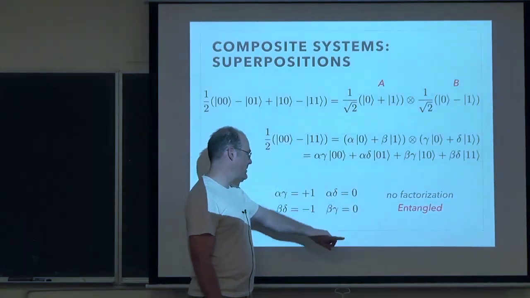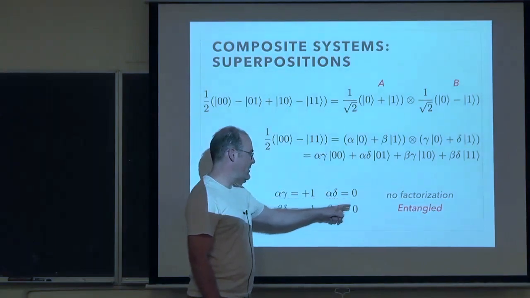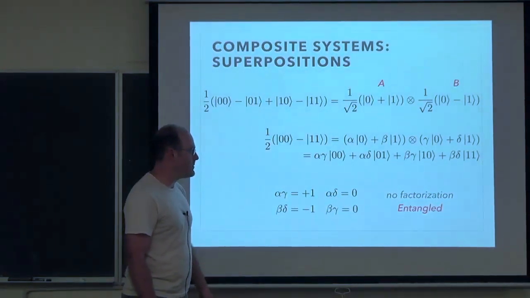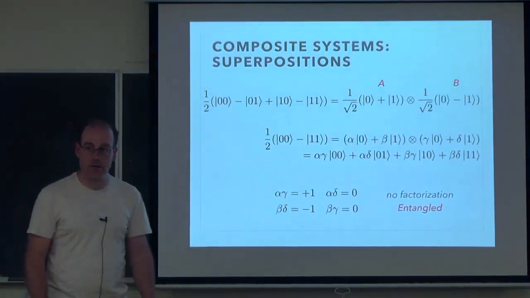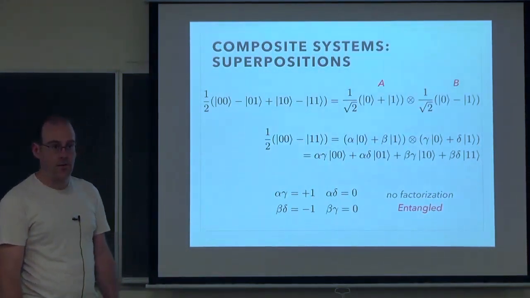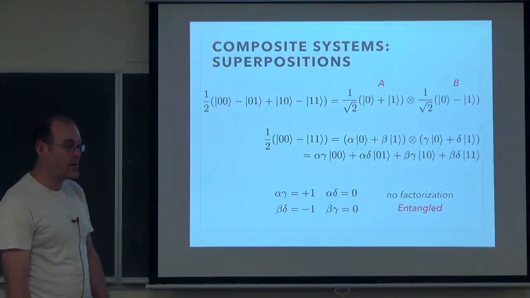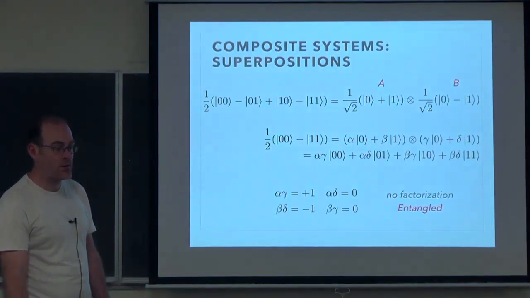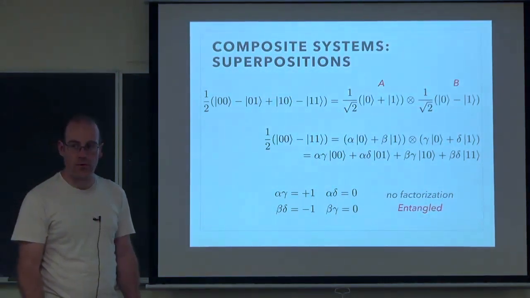The point remains that you can't have alpha delta equals 0 and beta gamma equals 0 with these things both non-zero. The upshot is that there is no factorization, and that means we call this an entangled state. A state that is factorizable we also call separable, and something that's non-factorizable or non-separable we also call entangled.